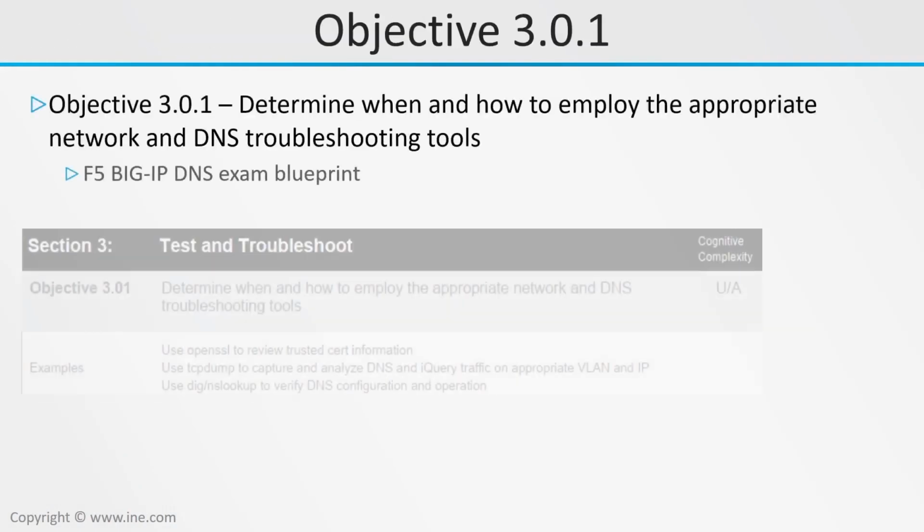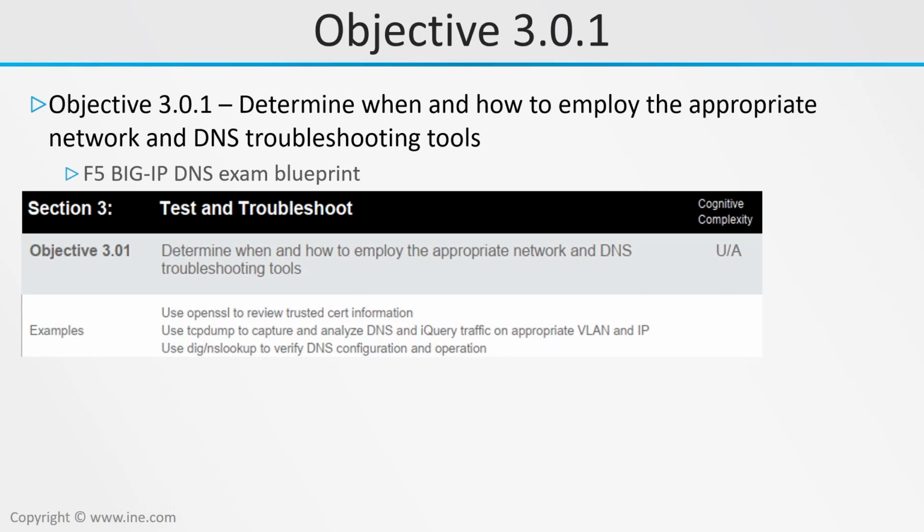Okay, let's look at that F5 DNS exam blueprint. Make sure we cover our bases here. Objective 301 states to determine when and how to employ the appropriate network and DNS troubleshooting tools. So specifically, we're going to talk about using OpenSSL to review trusted cert information, look at tcpdump to analyze DNS and iQuery traffic on appropriate VLAN and IP, and then use dig/nslookup to verify DNS configuration and operation.